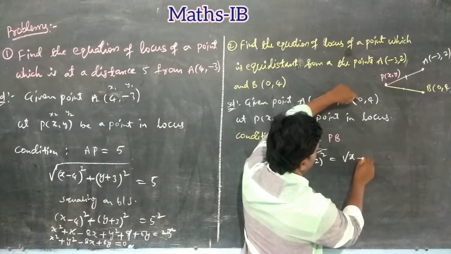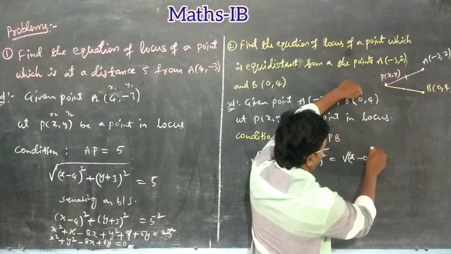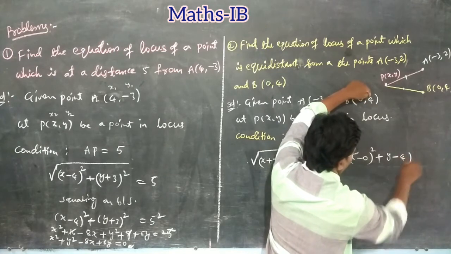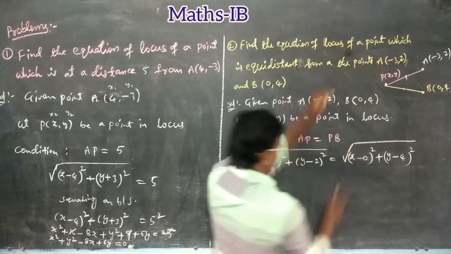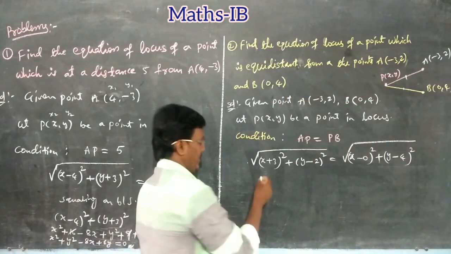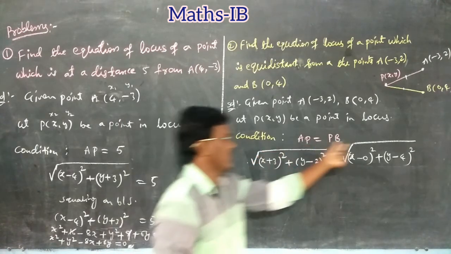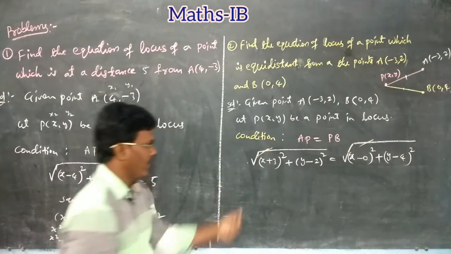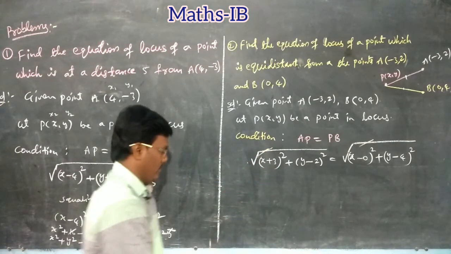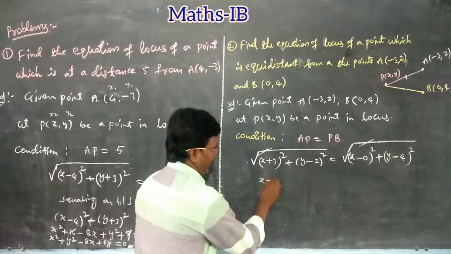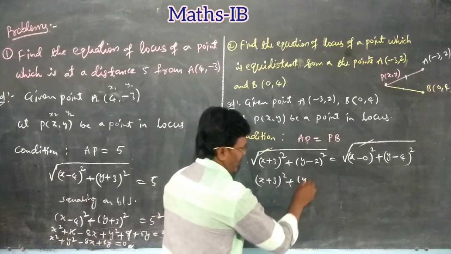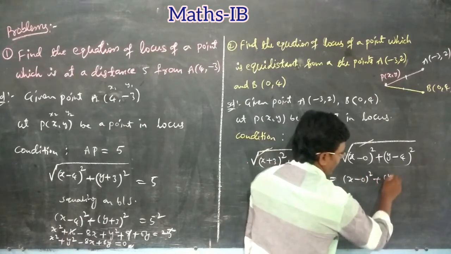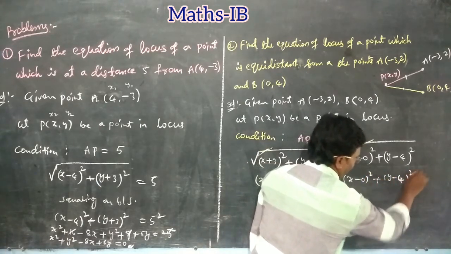So x minus, the x coordinate here 0 whole square. Next y minus here 4 whole square. Okay, right. The squaring on both sides. So here square root we are getting cancelled. Next, what are the remaining values here? X plus 3 whole square. Next y minus 2 whole square is equal to x minus 0 whole square plus y minus 4 whole square.